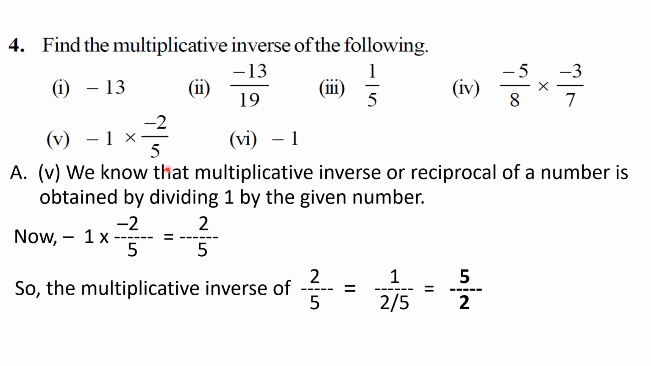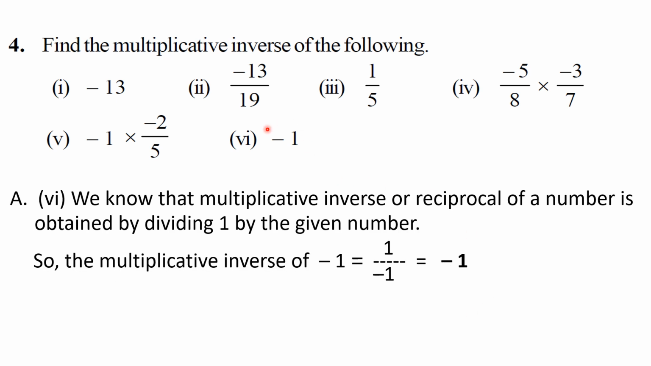Now we have minus 1 into minus 2 upon 5. So again we simplify it. Minus 1 into minus 2, minus minus becomes plus, and 1 into 2 is 2, so 2 upon 5. So 2 upon 5, the multiplicative inverse is 1 upon 2 upon 5, which becomes 5 upon 2. Here you see again 2 has come down, 5 has come up. So 2 upon 5, you just interchange the positions, that becomes your multiplicative inverse or reciprocal. So multiplicative inverse of 2 upon 5 is 5 upon 2.